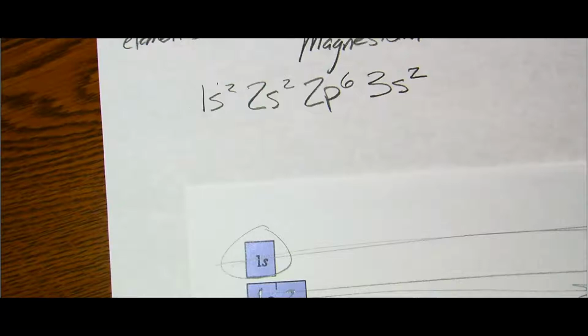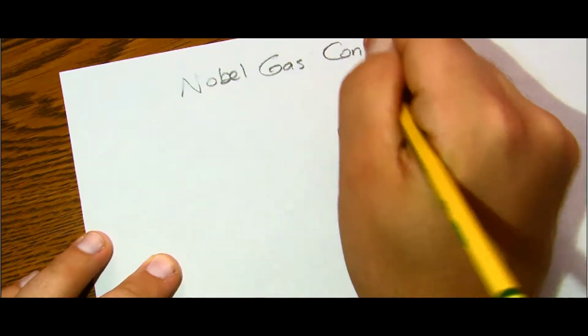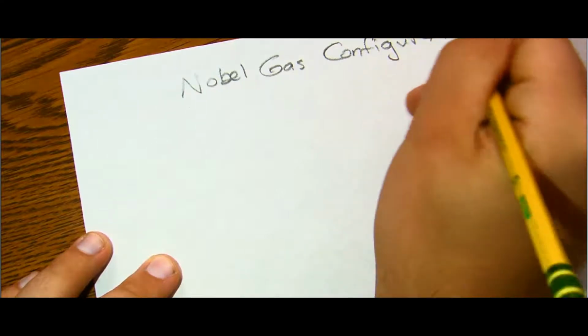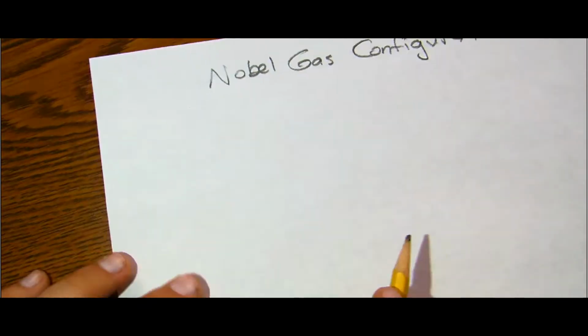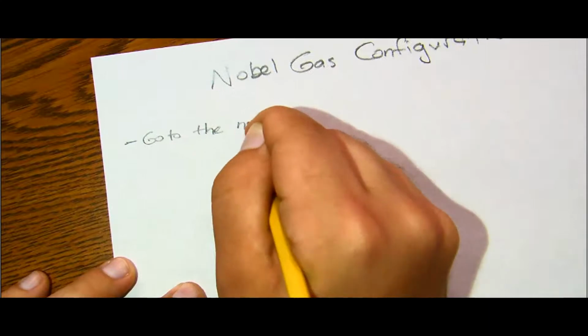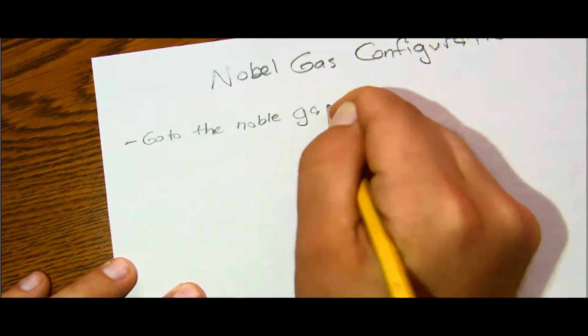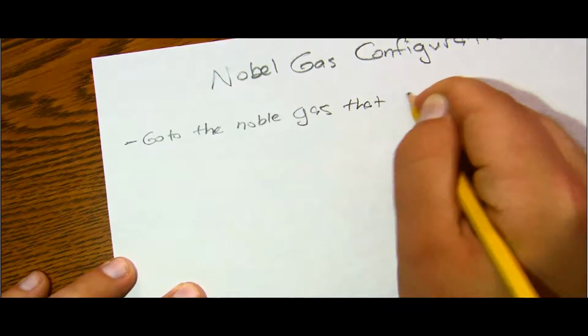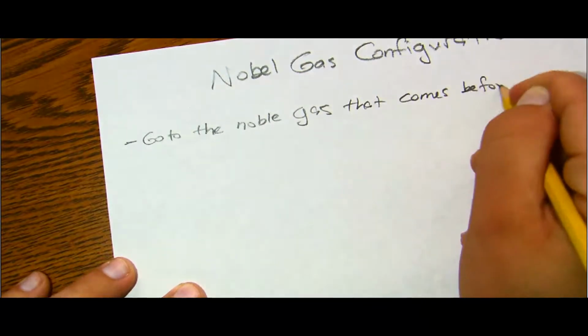But I am going to show you a shortcut. What if you do have 101 or 100, whatever you just said? Just skip to like 99. Oh, you don't do that. You don't do that. So what happens? This is called the noble gas configuration. What you do is you go to the noble gas that comes before the element.